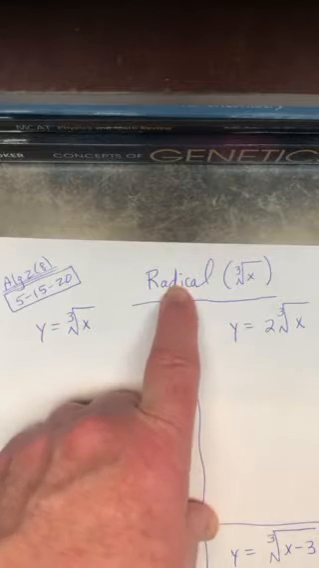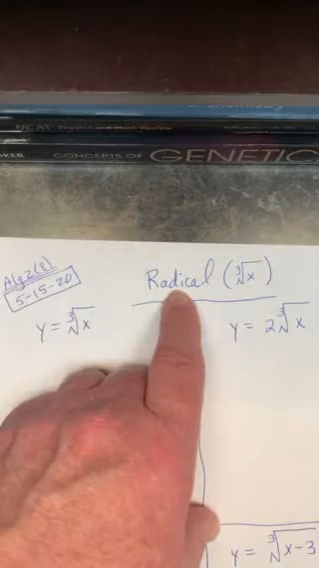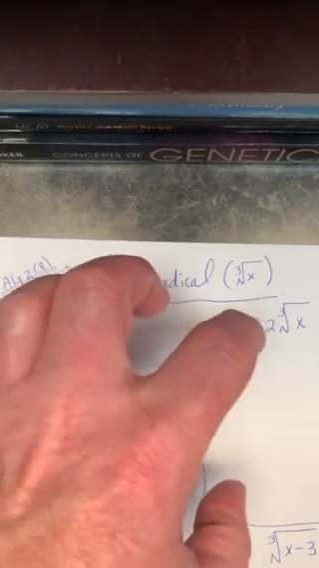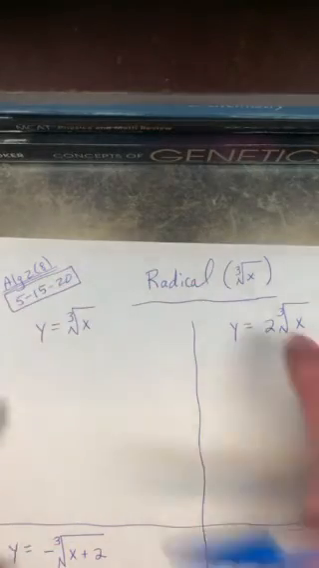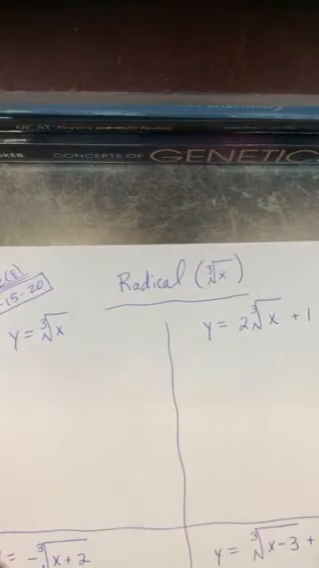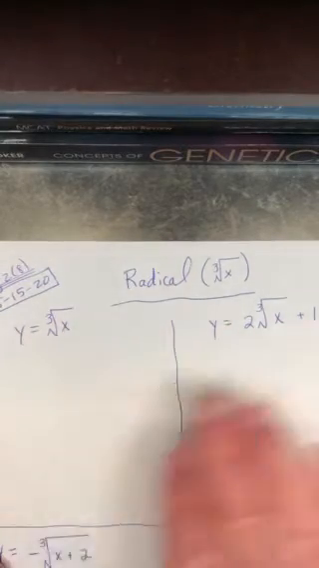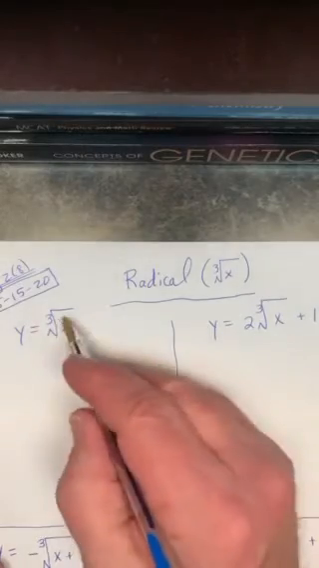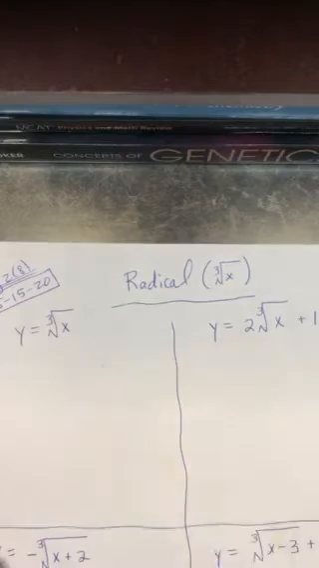Yesterday on Thursday, we did radical functions as well. Remember, those were all square root functions. One other type of radical function is if we have a cube root box instead of a square root box. So today, instead of the square root of x found in every function, it'll be the cube root of x found in every function.